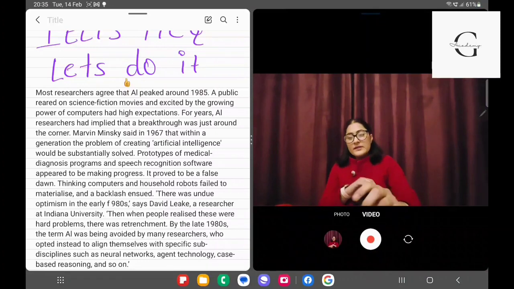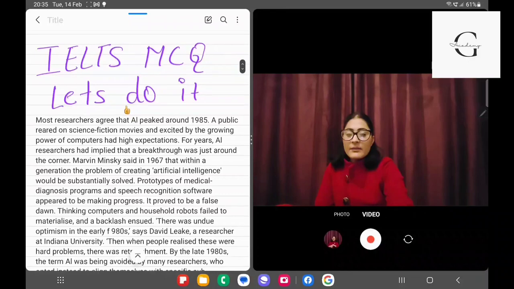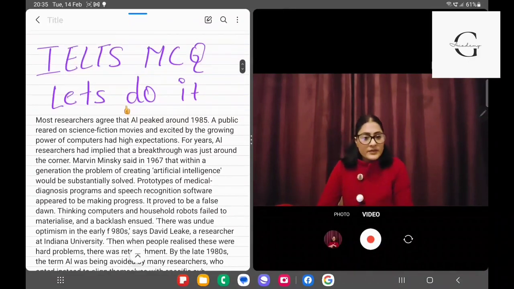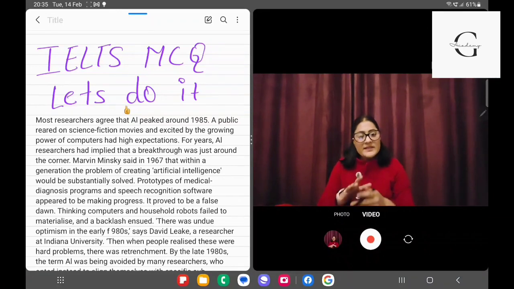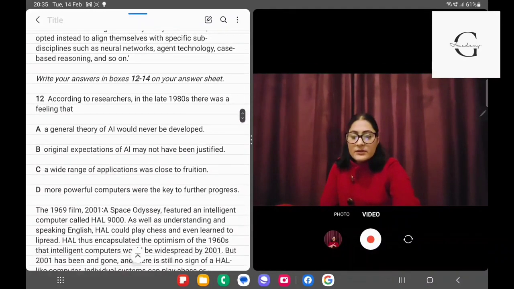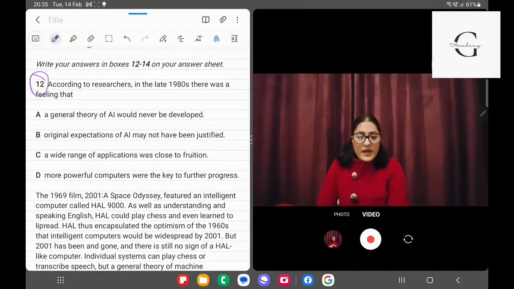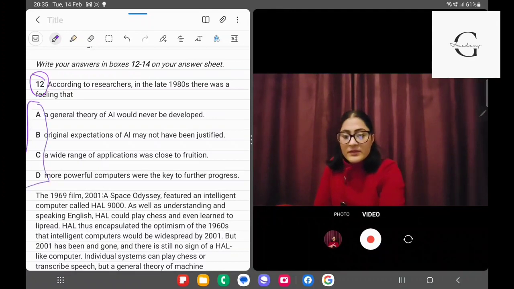So here you can see I have just chosen a paragraph. These are the IELTS MCQs and I'm going to do it with you all so you can understand how to attempt them in an easy way and get your doubts cleared. Basically, lots of students, when they attempt reading MCQs, just read the options. As you can see on the screen, I have question number 12 and we have 4 options, A, B, C, D.